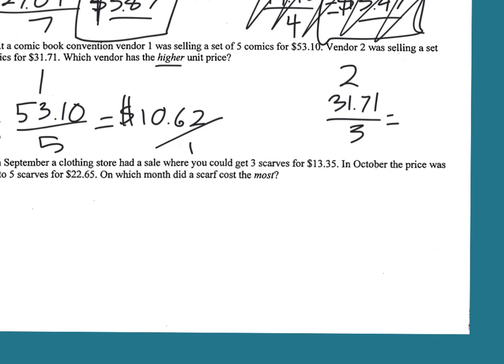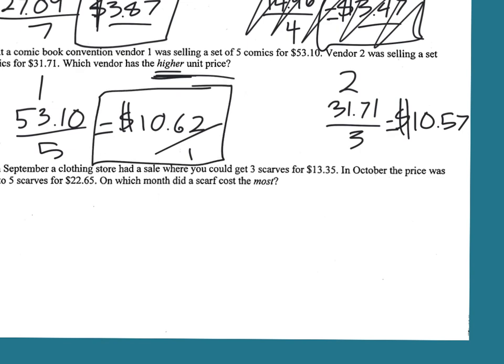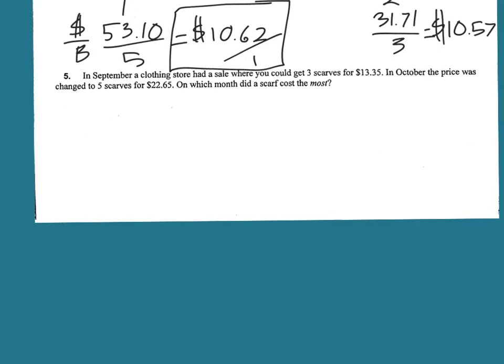$31.71 divided by 3, and we get $10.57. So which vendor has the higher unit price? Well, this is $10.62, so vendor 1 has a higher unit price. Okay, let's look at this last one on this practice.